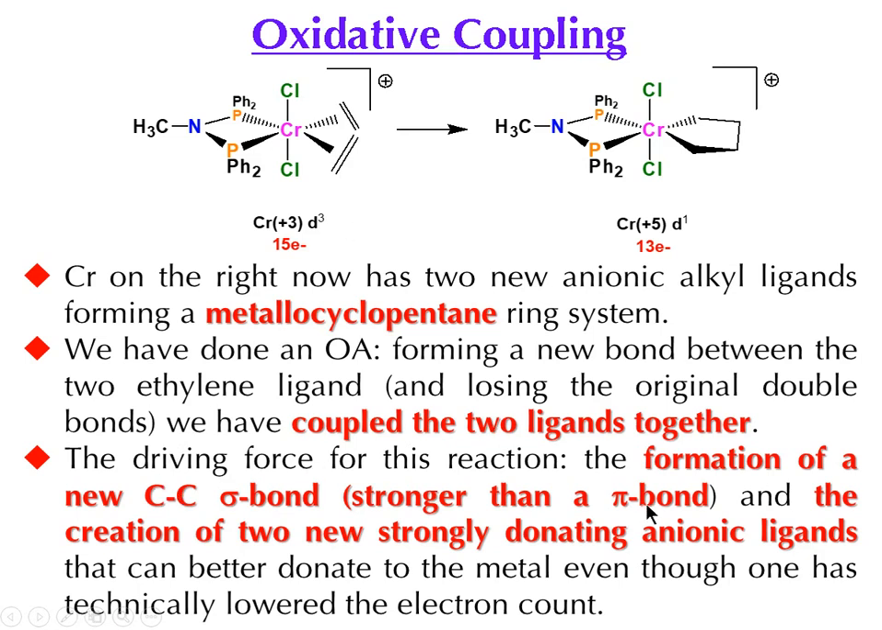The driving force for this reaction is the formation of a new CC sigma bond, stronger than a pi bond, and the creation of two new strongly donating anionic ligands. If we compare these ligands, we have two alkyl here, and two alkene there. So the chromium alkyl bond is more stable than chromium alkene, since alkyl is more donor. So in thermodynamics, this reaction passes from a less stable state to a more stable state.